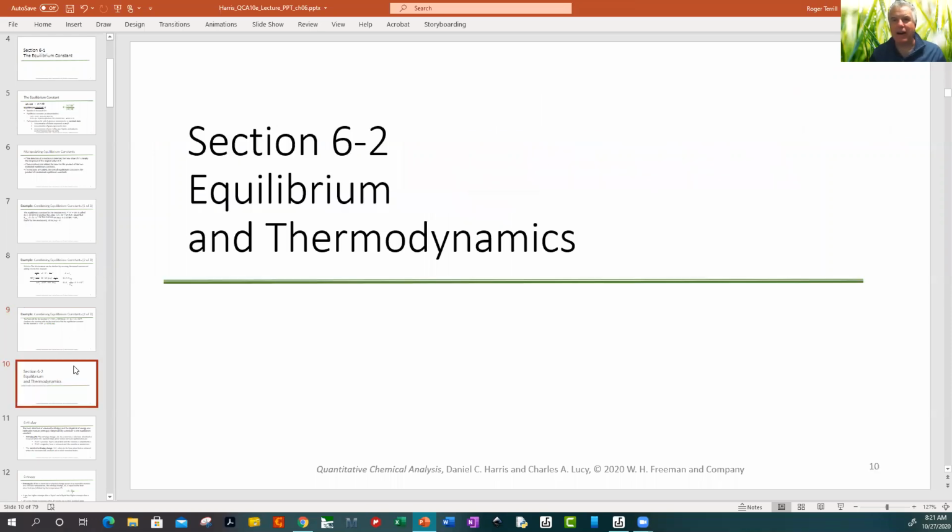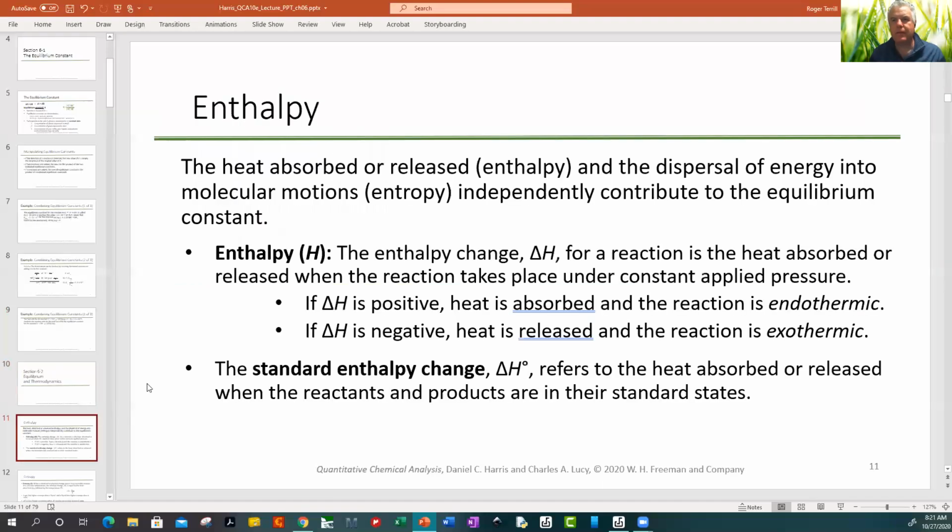Okay, so let's talk about the relationship between equilibrium and thermodynamics here. Thermodynamics is like bookkeeping for chemistry, right? You recall there's a whole bunch of different properties we can assign to different reactants and products that we can always just add up to find a given reaction's properties.